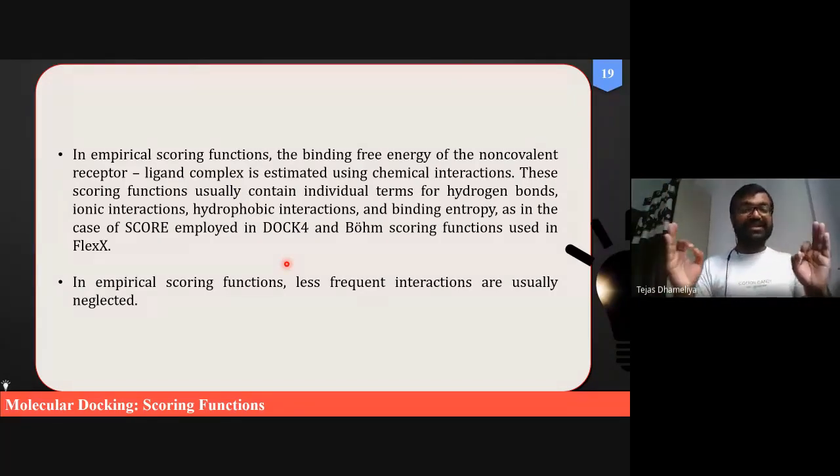But the basic of all is the same. What is the basic? Here it is highlighted. Depending upon the interactions, there are hydrogen bonds, hydrophobic interactions, binding energies. Scores are given to the ligand receptor complex. Right? And they give their binding free energy. Different softwares give different scores.